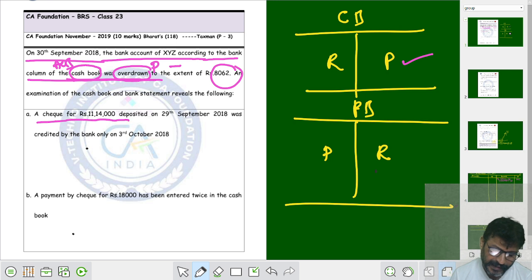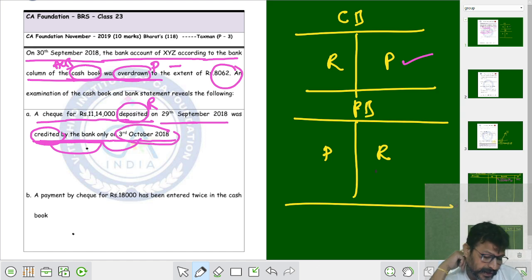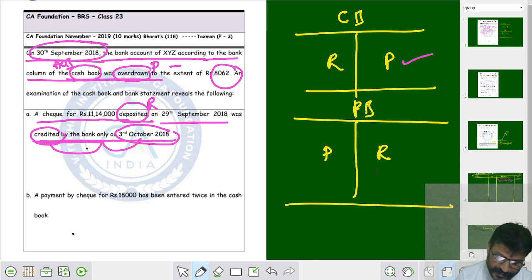Let us move on to the next one. A check for rupees 11,14,000 deposited, my dear kids. What do you mean by the concept deposited? It means receipt, on 29th September. It was credited by the bank on 3rd October. It means we are doing BRS for the month of September, up to 30th September. But the bank gave the credit in the month of October. So what conclusion can we draw from this?